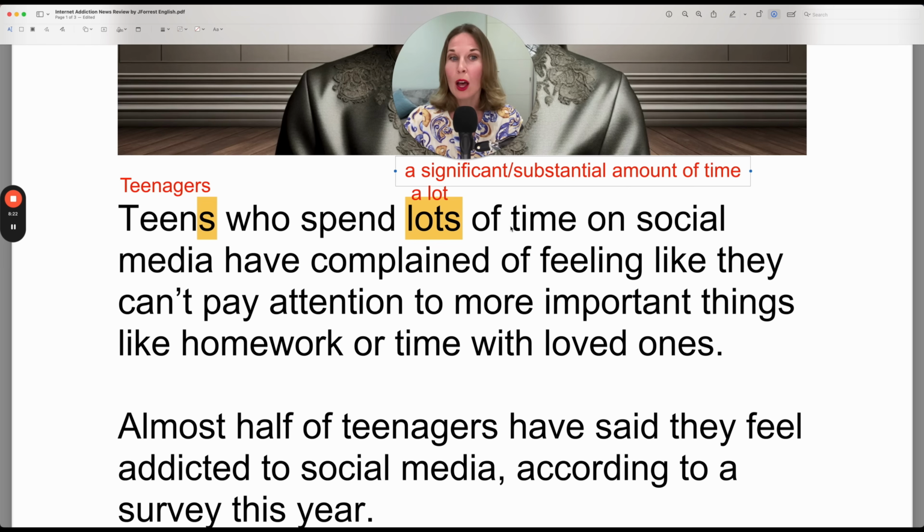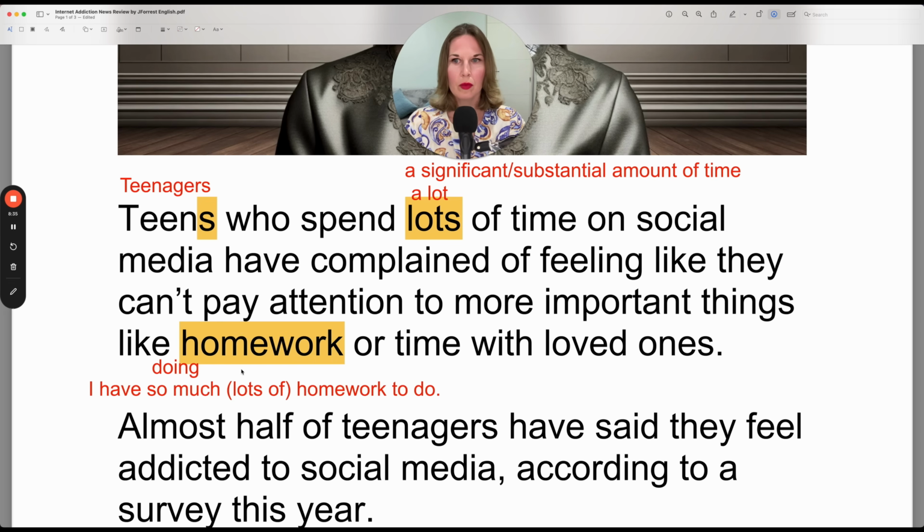Teens who spend lots of time on social media have complained of feeling like they can't pay attention to more important things like homework or time with loved ones. Remember, with homework, you do homework. I still hear students use the wrong verb, the wrong collocation. You do homework, which means complete. And homework is a collective noun, so you do not put an S on the noun.